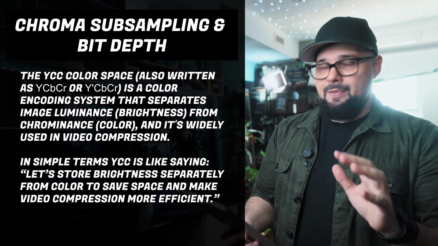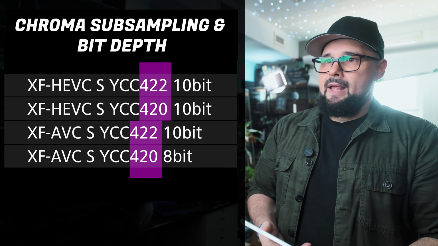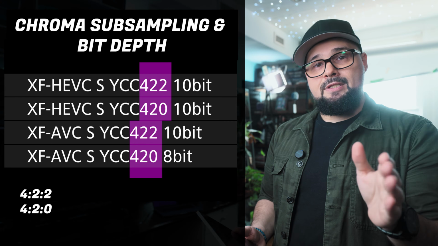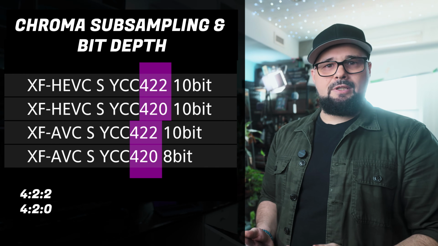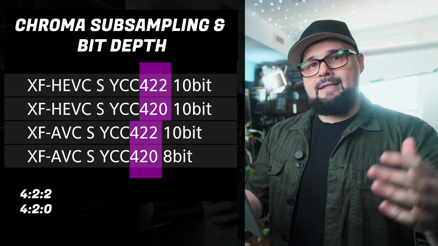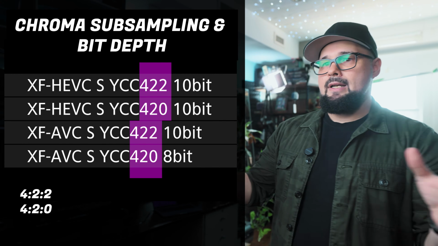Next up, we have these numbers, 4:2:2 and 4:2:0. Usually they're represented with colons in between, so you'll see 4:2:2 and 4:2:0. And what is the difference between these two? Basically, it's how the camera compresses colors or analyzes colors. So 4:2:0 will capture less colors than 4:2:2.